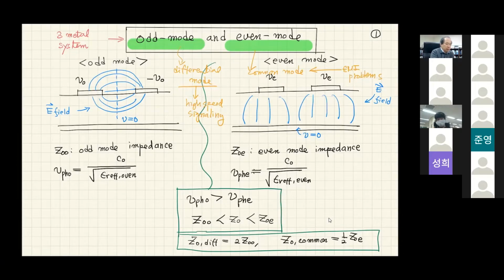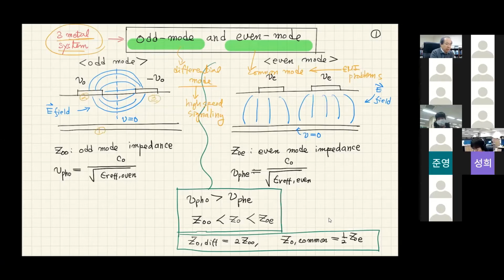This differential signaling scheme is a three-metal system. That means we have one ground metal, two metal, three metal. So in the single-ended transmission line, if we have a two-metal system, we have only a single mode. But in a three-metal system, we have two different modes of propagation. One is called odd mode, and the other one is even mode. Odd mode is differential mode, and even mode is common mode.